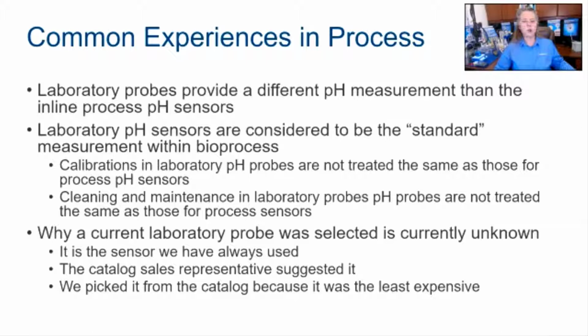It's really important to understand your laboratory sensor if you're going to use it as a comparison to referee your inline. So you should know what kind of sensor it is. You should understand why it was selected. Your catalog sales rep might be a pH expert, or they might just be somebody who represents an entire catalog of thousands of parts, and they're going to pick the one they're familiar with or the one that gives them the most commission. They may not know why you should pick it.